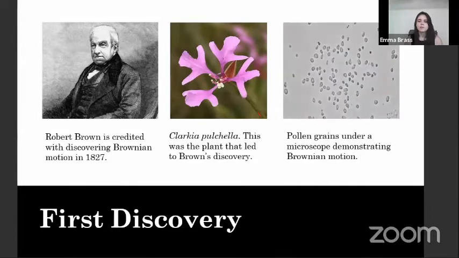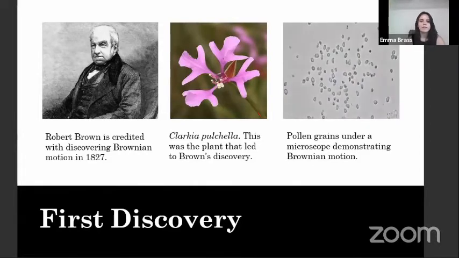He initially thought that this was an important process in fertilization and that the pollen was alive, but later recreations of the experiment using pollen from dead flowers showed the same results. This led him to come to the conclusion that something else, namely the water molecules, was moving the pollen.